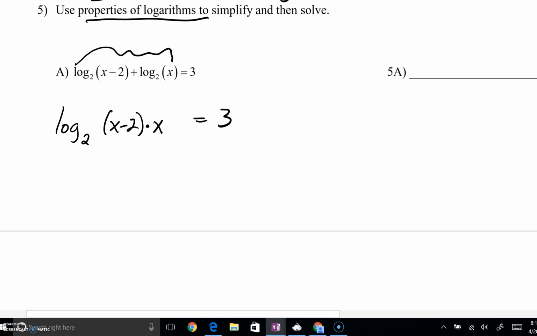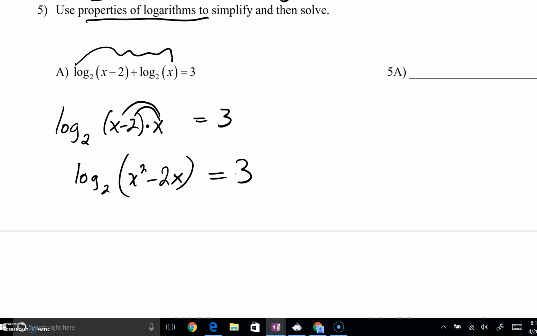And that's what we've been seeing all along. In other words, you're going to wind up doing some distributing. And this will become x squared minus 2x, really, inside that single log. Right now, you don't have what you had for number 3, where you had a logarithm equal to a logarithm. It's more like number 4 that we just did in the last video.